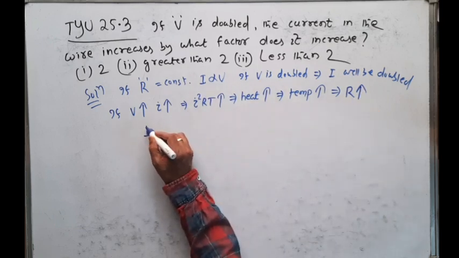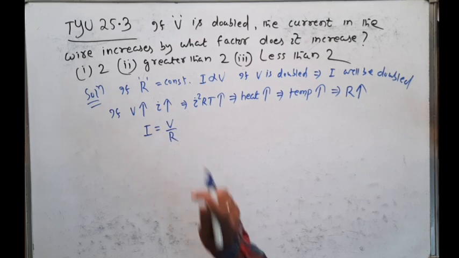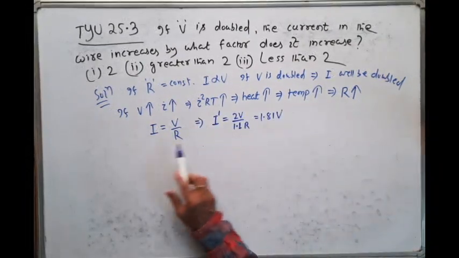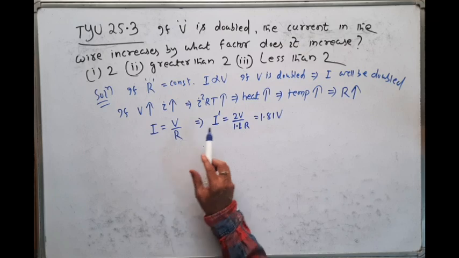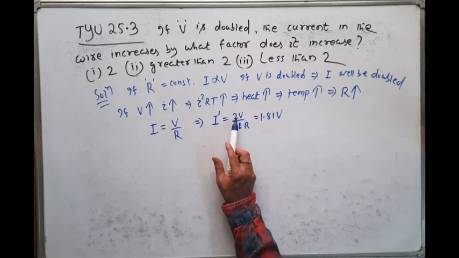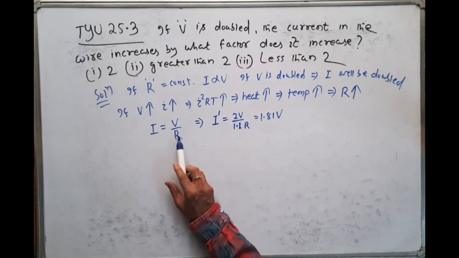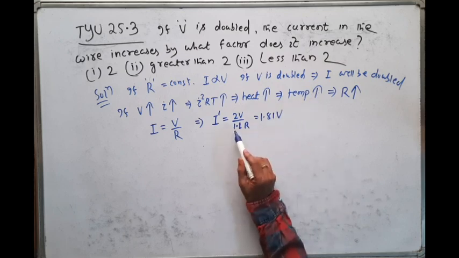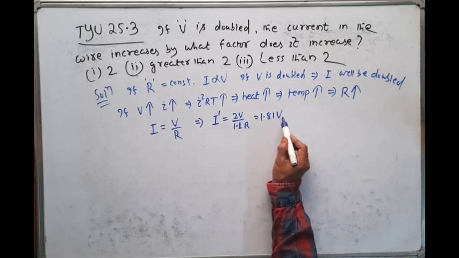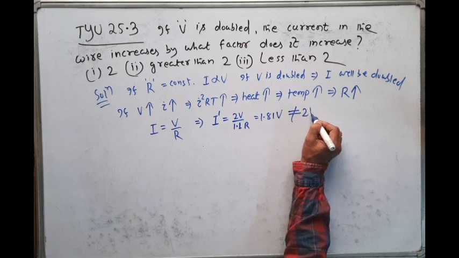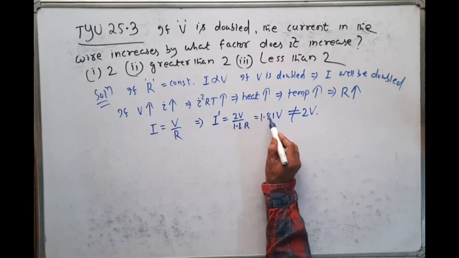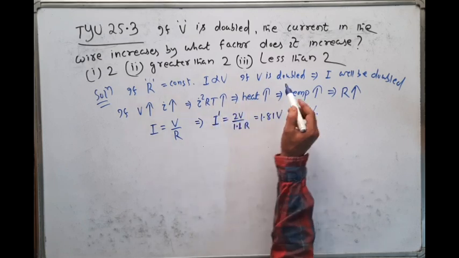So what is current? Current is equal to V by R. Now see, I is equal to V by R, we know. Now voltage is doubled, so voltage is now 2 times V. Here resistance is not constant because resistance increases due to increase in the temperature. So let us say new resistance is 1.1 R. If we calculate 2 by 1.1, it is 1.81 V. It is not equal to 2 times V. So here current increases by 1.81 times, which is less than 2. So which answer is correct?